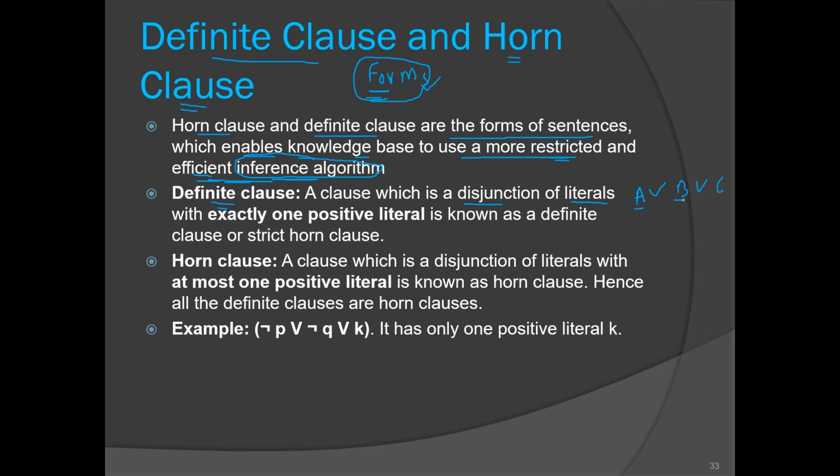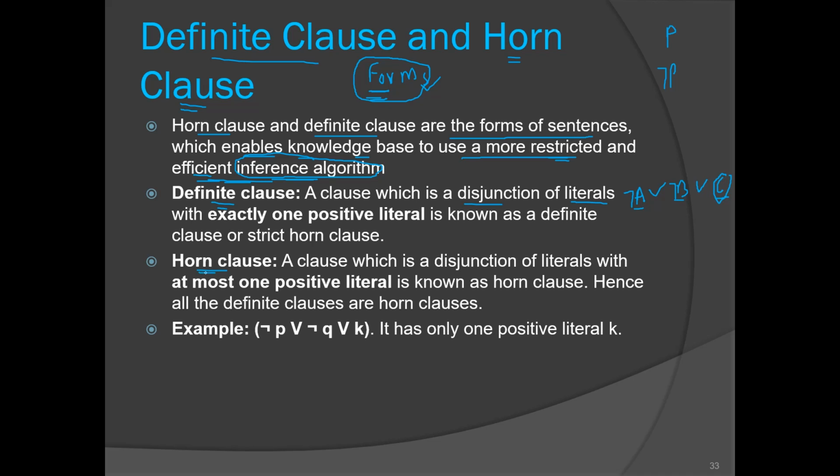Okay, so A, B, C are the literals, and a definite clause is a disjunction of literals with exactly one positive literal. Positive literal means what? P is positive and negation of P is negative. So in the clause there should be exactly one positive literal, others should be negative. Then this clause will be a definite clause. So you are putting a restriction there.